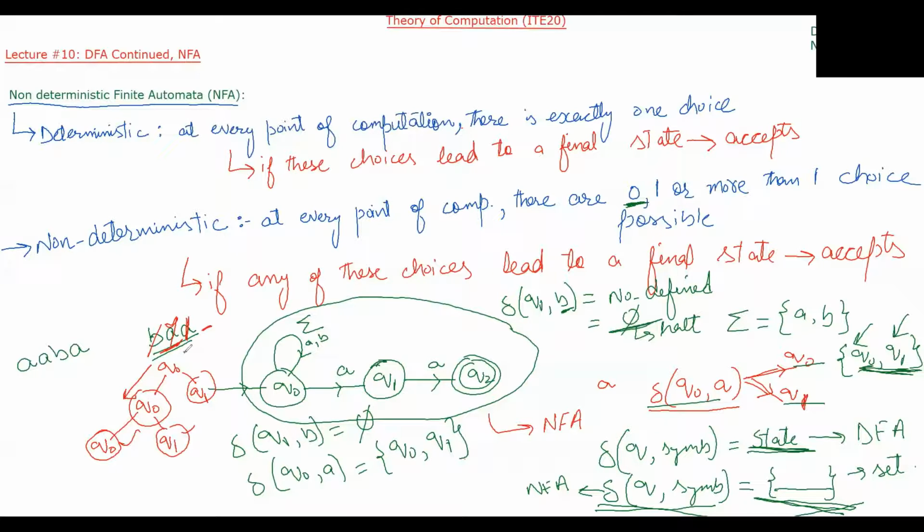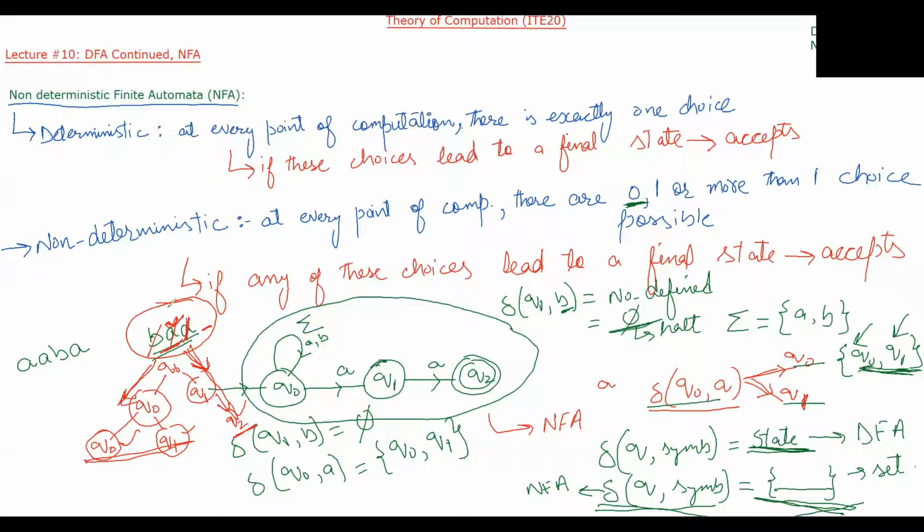Now let's say it has followed the Q1 path. On the first A, it has gone to Q1. Now on another A, Q1 goes to Q2. So for this path, it has gone to Q2, but for the other path, it has gone to Q0 or Q1. So you can see that in a non-deterministic finite automata, when it is consuming a string, there are multiple paths possible.